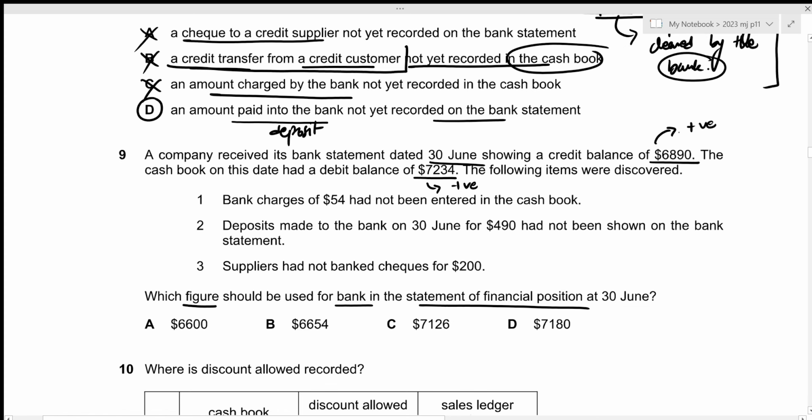Okay, so let us calculate the correct bank balance from both our balance as per the bank statement of 6,890 as well as the balance as per our cash book of 7,234.